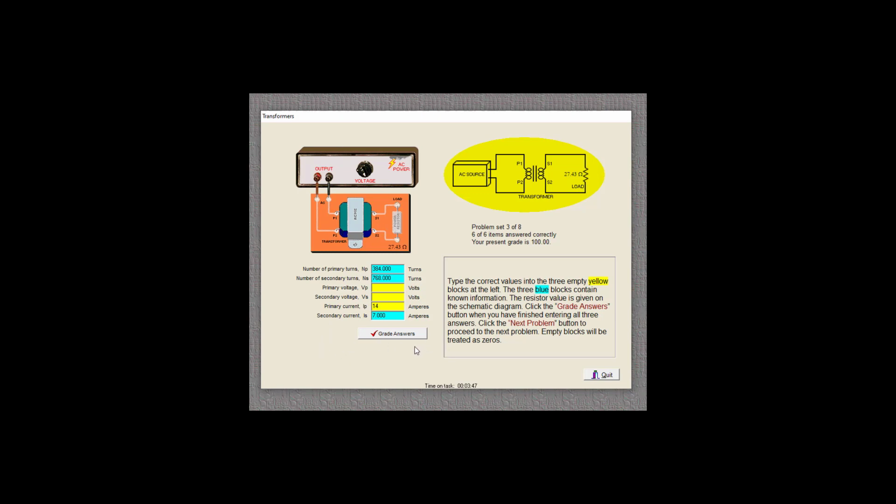Factor of 2. Good. So let's figure out our secondary voltage, since we have 7 amps and 27.43 ohms. So we have V equals IR, so we have 7 times 27.43 ohms, and I got 192 volts. So our turns ratio is 1 to 2, so let's go ahead and divide 192 by 2. And our primary voltage should be 96. Good.